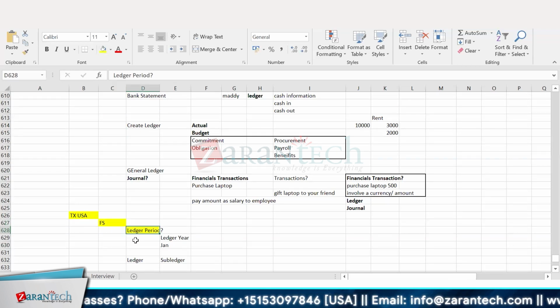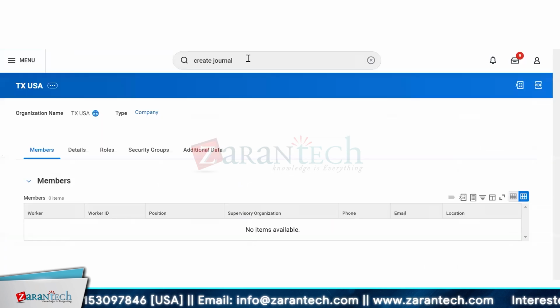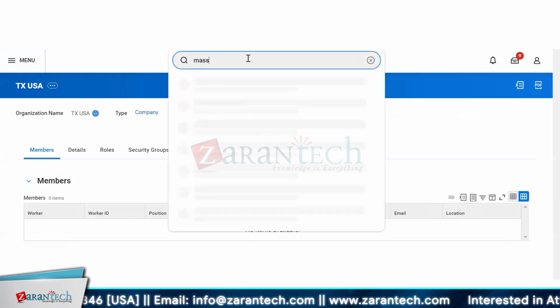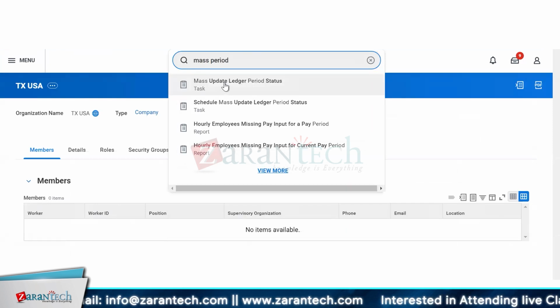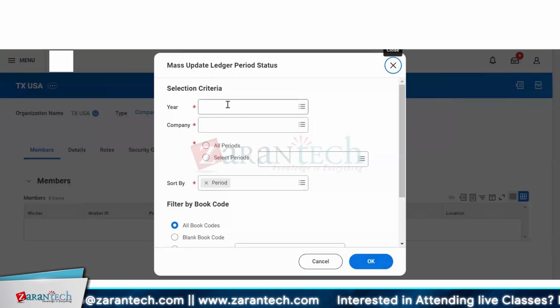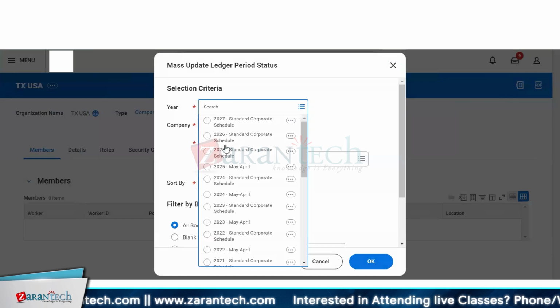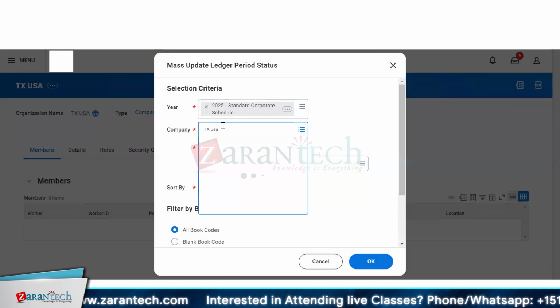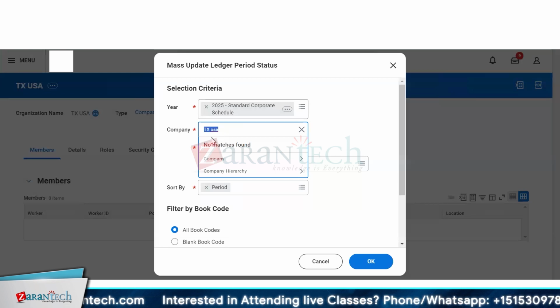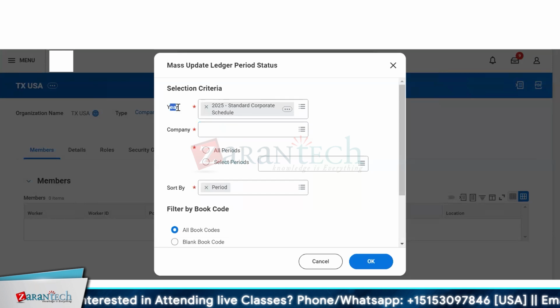If it is a first-time open, you have to open up the period, then you have to define the ledger year. If you do not open up or create the ledger year and try to open up a period through this task, mass update ledger period status, and here you call your year, that is 2025, and call your company, the system will not show you the company here, meaning that for my company, the year has not been opened.